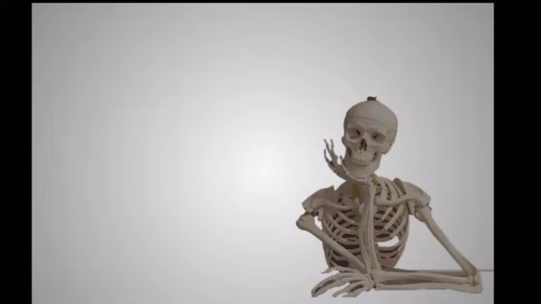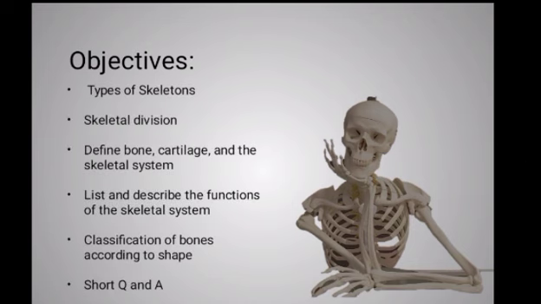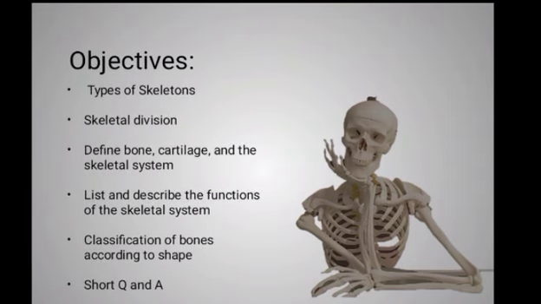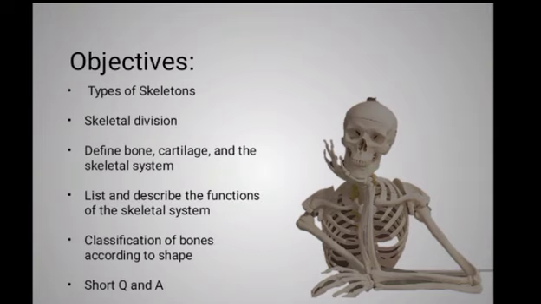Alright, in our formal discussion about the skeletal system, let me give you the objectives for today's discussion. We're going to discuss the types of skeleton, skeletal division, define bone, cartilage, and the skeletal system, list and describe the function of the skeletal system, classification of bones according to shape, and we're going to have a short Q&A later on. What is a skeleton?